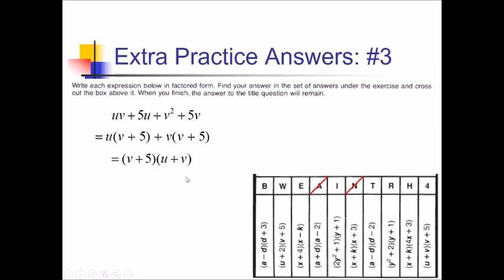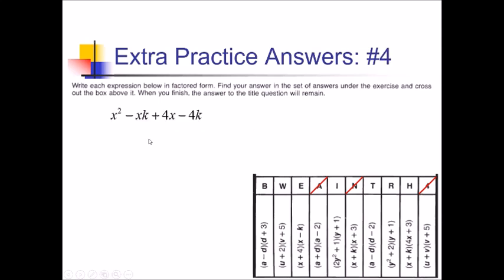So I'm looking for some u's. I've got some u's right here, but not the ones I want. So looking further down, at the very end, we have a u plus v and a v plus 5. So let's cross off that 4. Kind of interesting that there's a number in there, but we'll just roll with it.